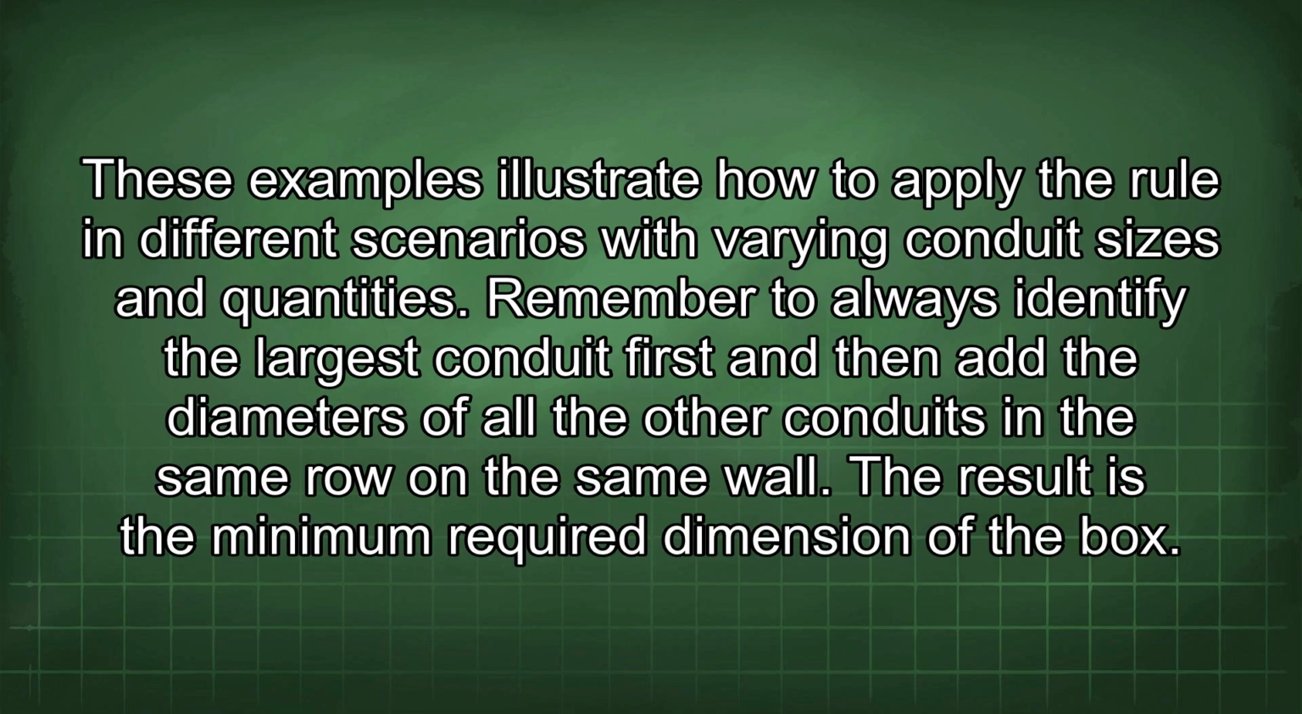These examples illustrate how to apply the rule in different scenarios with varying conduit sizes and quantities. Remember to always identify the largest conduit first and then add the diameters of all the other conduits in the same row on the same wall. The result is the minimum required dimension of the box.